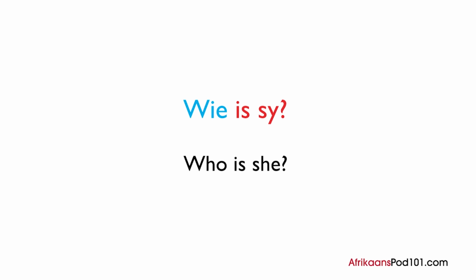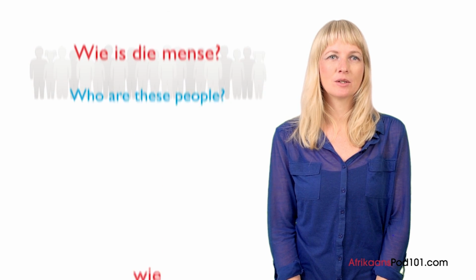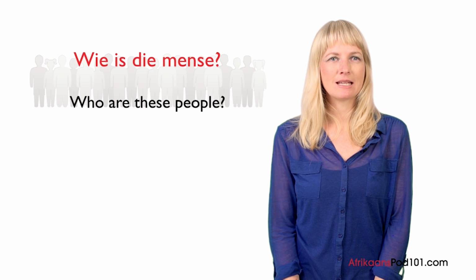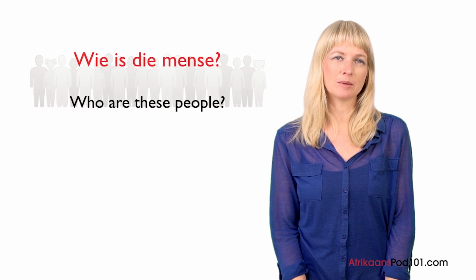First we have wie, which is the basic translation of who in Afrikaans. Then comes is, which means is. And finally comes sy, meaning she. Altogether, it's wie is sy. So in Afrikaans, who is mainly translated as wie to ask about someone's identity. For example, if you want to ask who are these people, you will say wie is die mense. You would say this when talking about a group of unknown people.